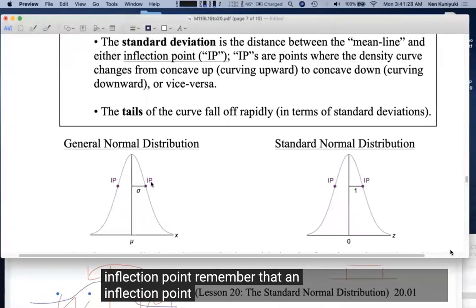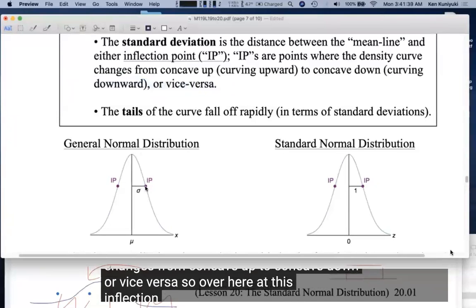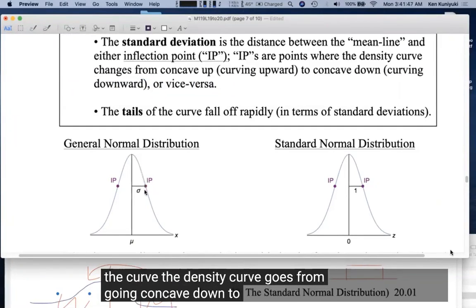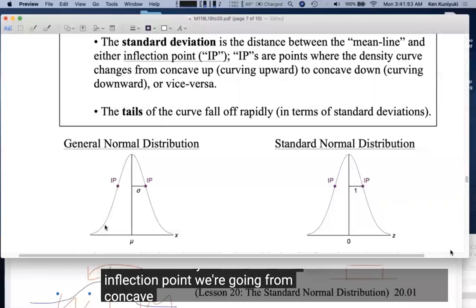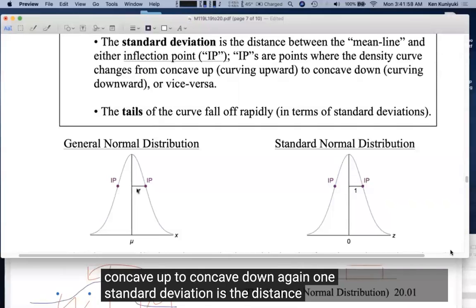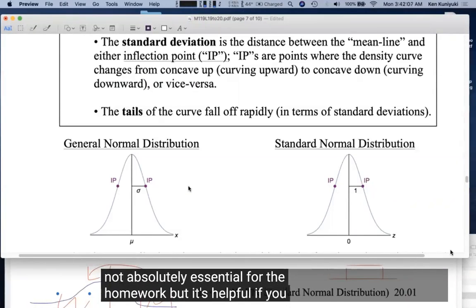Remember that an inflection point is where the density curve changes from concave up to concave down, or vice versa. These are points you see in calculus. Over here, the density curve goes from concave down to concave up in terms of the way it curves. For this inflection point, we're going from concave up to concave down. Again, one standard deviation is the distance between the mean line and either inflection point. Now, this knowledge is not absolutely essential for the homework, but it's helpful if you want to draw good pictures.